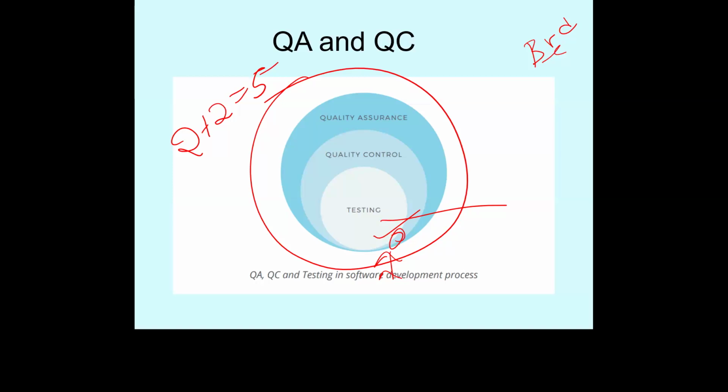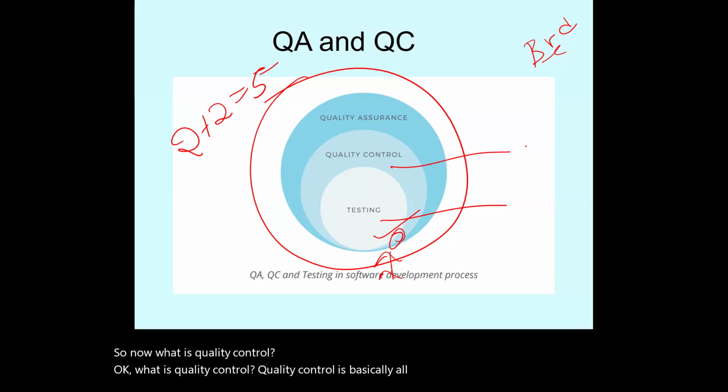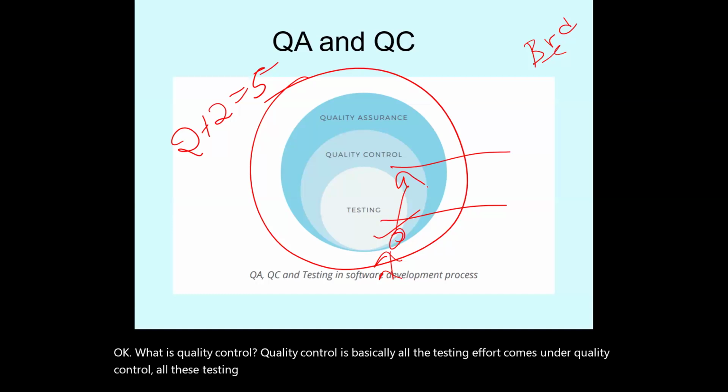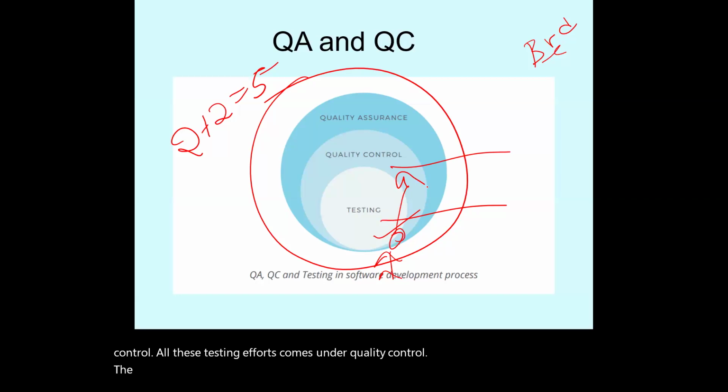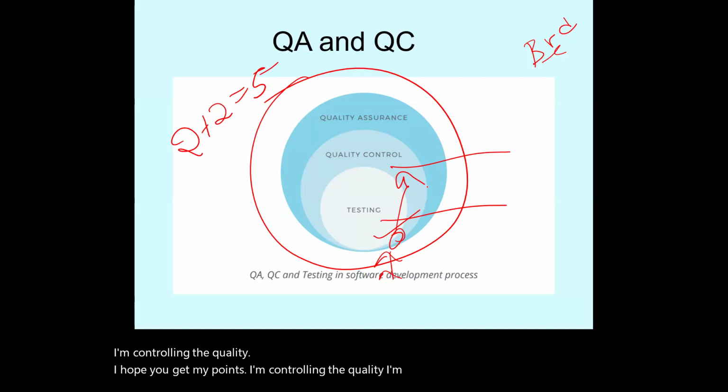So now, what is quality control? Quality control is basically all the testing effort. All this testing effort comes under quality control. The QC guy, I'm controlling the quality. I hope you get my point. I'm controlling the quality. I'm not assuring the quality.